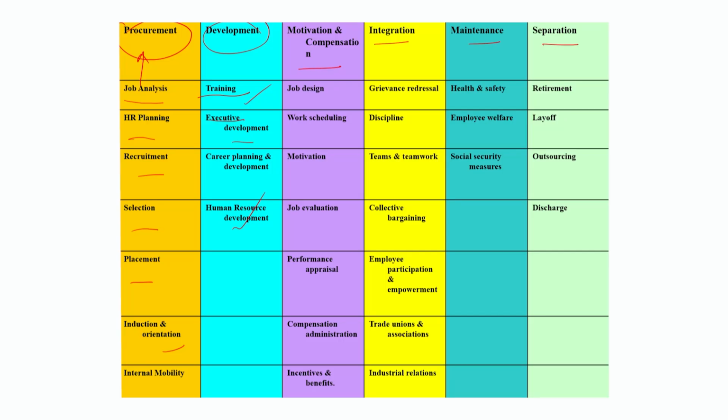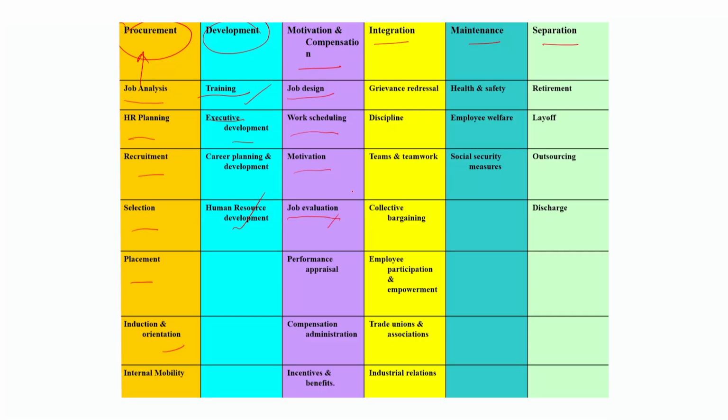Then comes the next activity or functional area, that is motivation and compensation, which has subdivisions such as designing the job, work scheduling, motivating the employees by giving them rewards, evaluating the job itself, what are the characteristics of the job, what are the factors of the job, what work is to be done, what task is to be done, how we can cluster the tasks, etc.